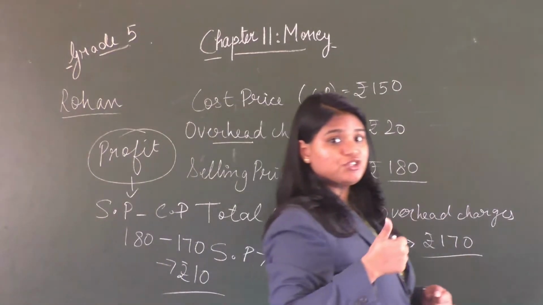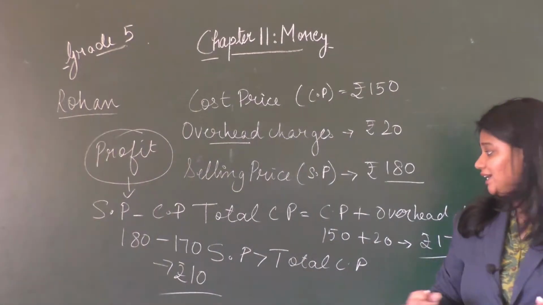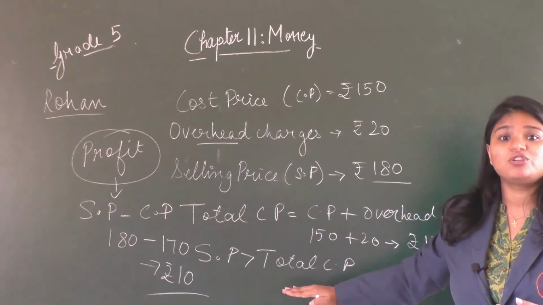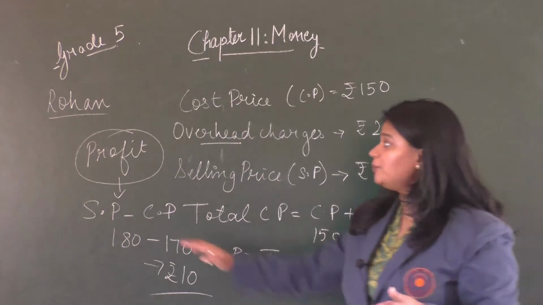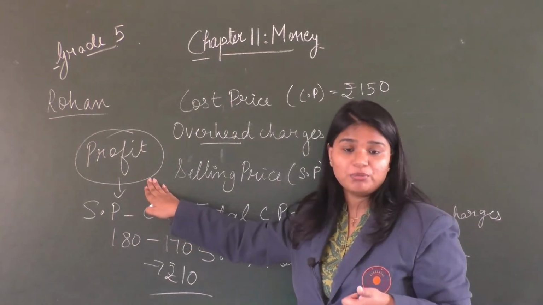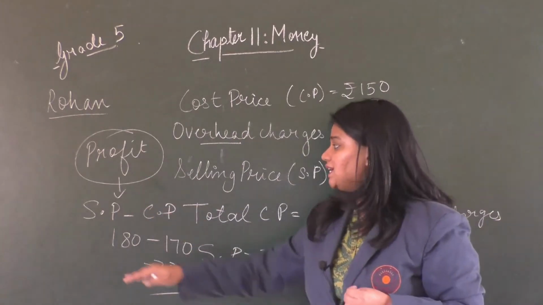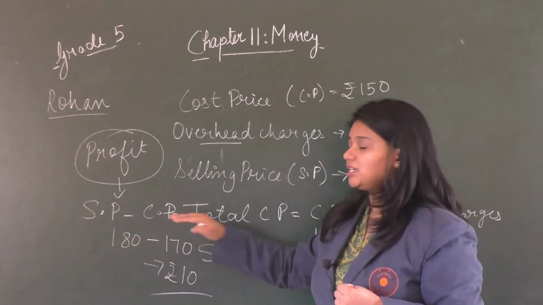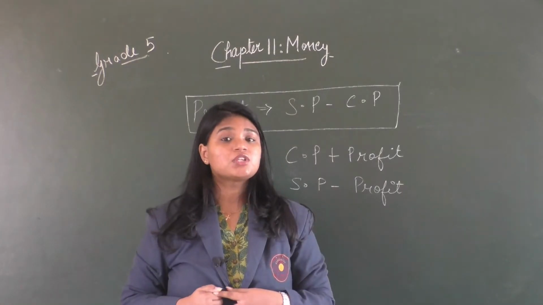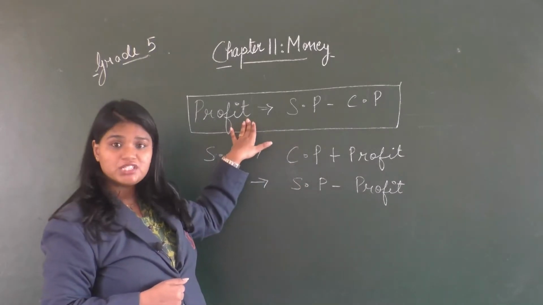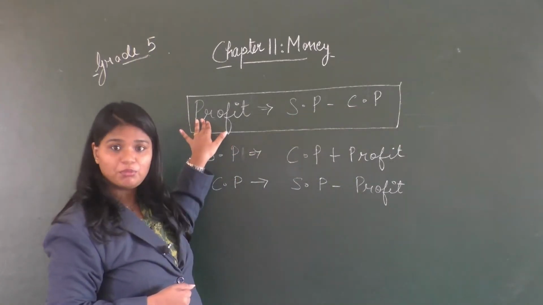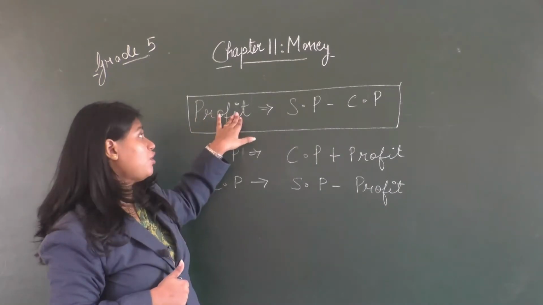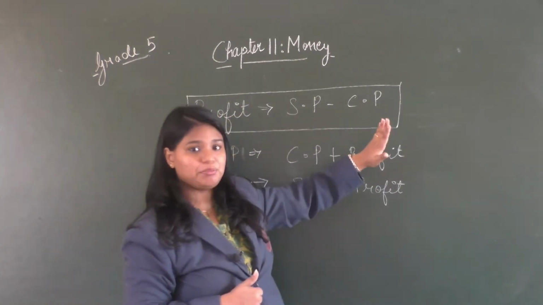So, in a situation where the selling price is greater than the cost price or the total cost price, we say that the product is sold at a profit, and the formula to calculate profit is selling price minus cost price. So, students, we learned that profit is equal to selling price minus cost price. So, this is the main formula that you need to remember, that profit is equal to SP minus CP.